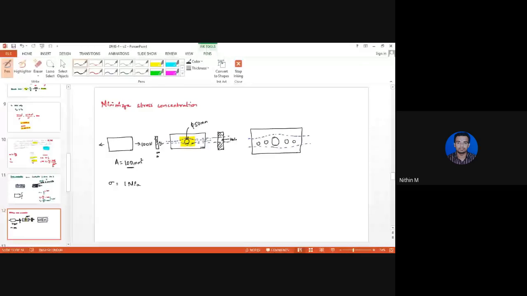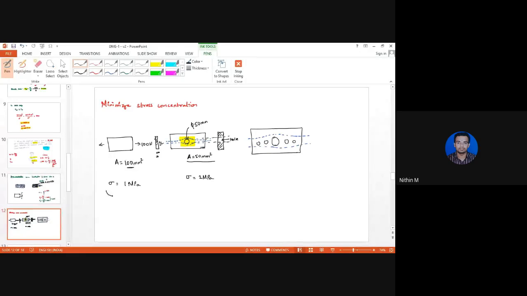Right? So let us assume that by drilling this hole, the area is reduced to 50 mm square. I am considering the plate and drilling a hole of 50 mm diameter in the same plate. Now by drilling the hole, let us consider that the area is 50 mm square. Now what will be the stress induced? Now the stress induced is 2 MPa.